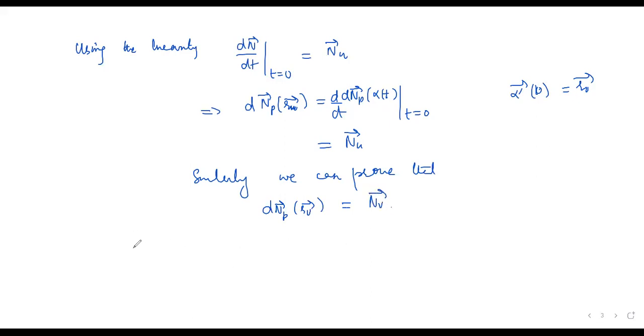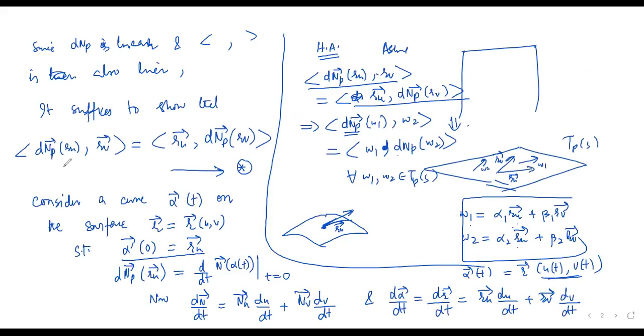Okay, so therefore in order to prove star, what do we have to prove? We have to prove this is equal to this, but we showed this would be equal to n sub u and this would be equal to n sub v.